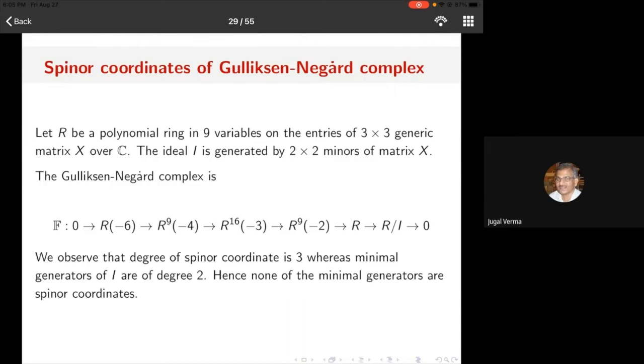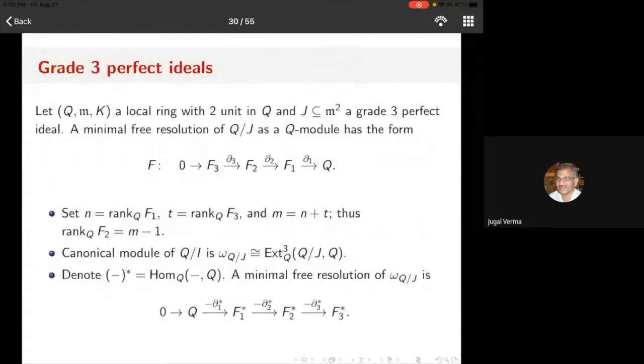So till now we have seen several examples of grade 4 Gorenstein ideals with the Spinor coordinates. Now in the next part of the talk, we'll see the construction of grade 4 Gorenstein ideals using grade 3 perfect ideals. So I'll set the notation here. We start with a local ring Q, where 2 is a unit in Q, and J is a grade 3 perfect ideal. The minimal resolution of Q mod J is of this form, where we set rank of F1 is N, rank of F3 is T, and rank of F2 is N plus T minus 1, by rank nullity. Then because J is perfect, the canonical module of Q mod J is Ext^3 of Q mod J, comma Q.